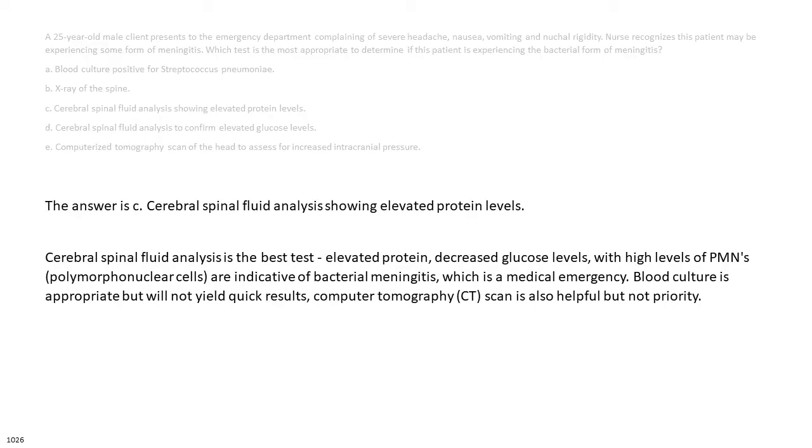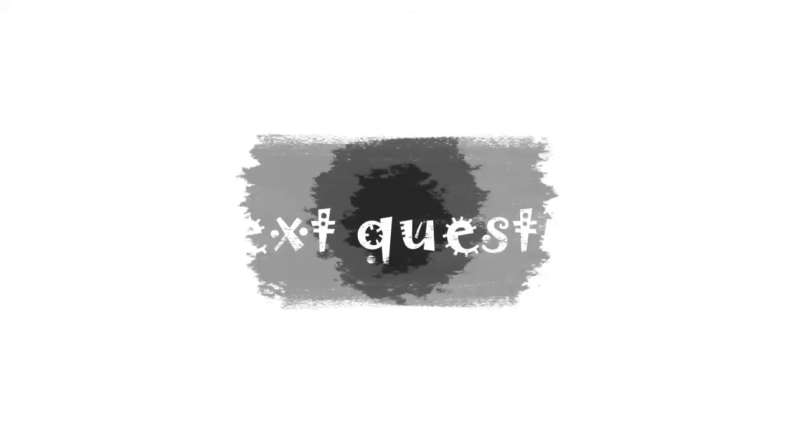The answer is C. Cerebral spinal fluid analysis showing elevated protein levels. Cerebral spinal fluid analysis is the best test. Elevated protein, decreased glucose levels, with high levels of PMNs, polymorphonuclear cells, are indicative of bacterial meningitis, which is a medical emergency. Blood culture is appropriate but will not yield quick results. Computer tomography, CT, scan is also helpful but not priority.